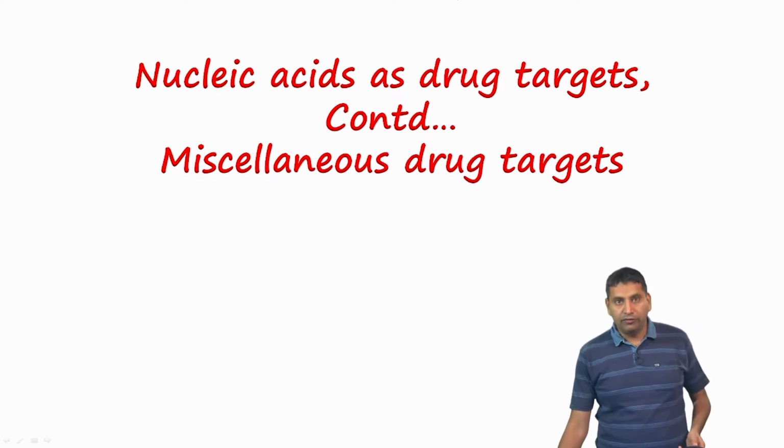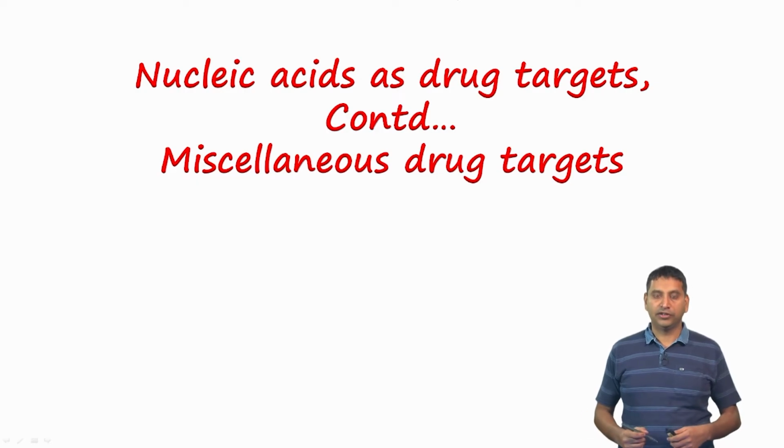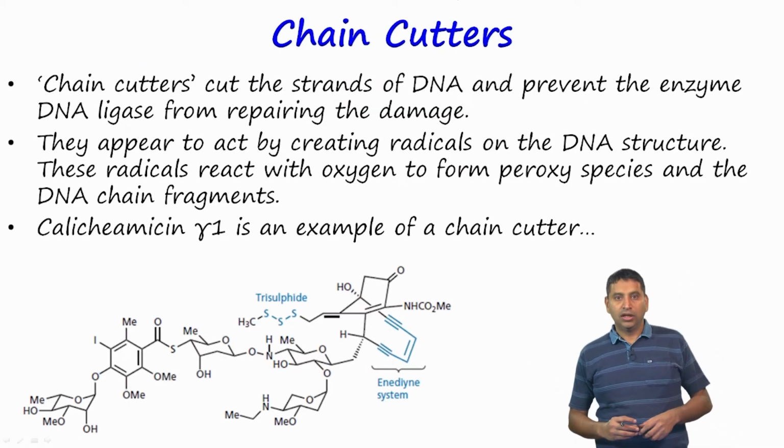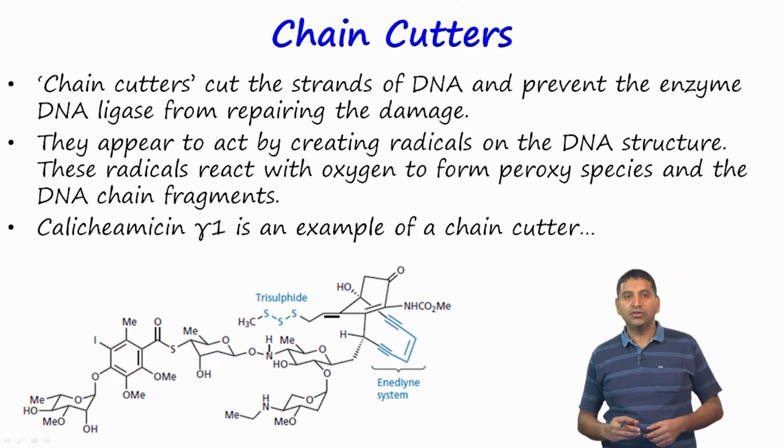So today we will continue with this topic and also look at some other drug targets inside the cell other than enzymes, receptors and nucleic acids. The first concept that we look at today is called chain cutters. These are small molecules which can bind to DNA, and they literally cut the chain, or cut the strand, of DNA.